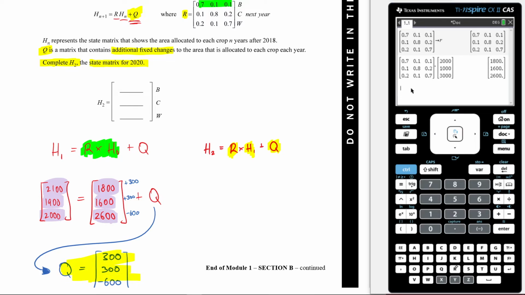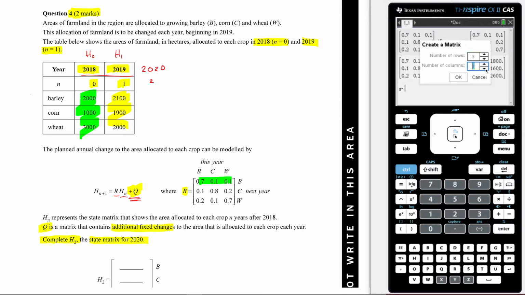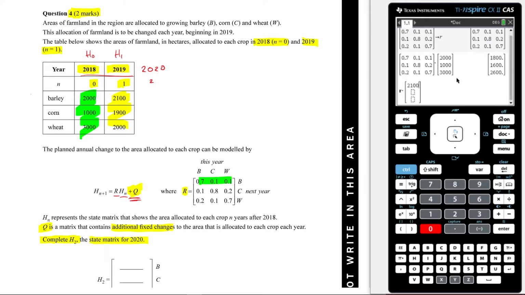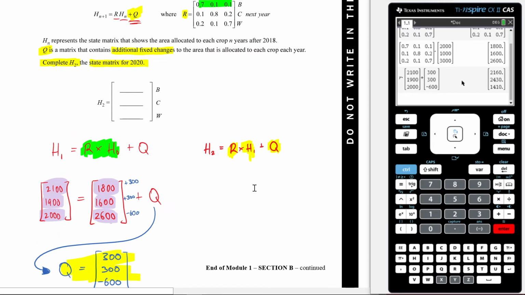I've stored my transition matrix as R. I'm going to times that by H of 1. So I'm going to come up here. H of 1 is here. So we're going to go this, 3 by 1, like that, 2100, 1900, and 2000. And then I'm going to plus onto that my Q matrix. Now, what was my Q matrix? My Q matrix was that 3 by 1. It's going to be 300, 300, negative 600. Hit enter. We're going to get that. So that means my answer here, drum roll, is going to be, let's zoom in.